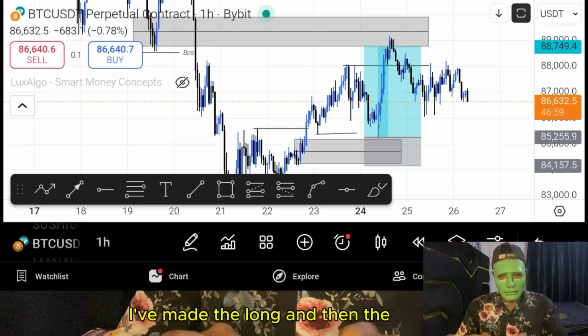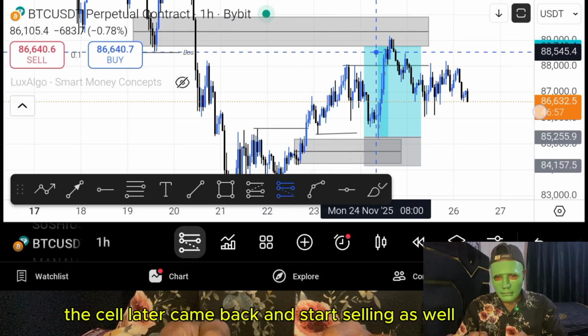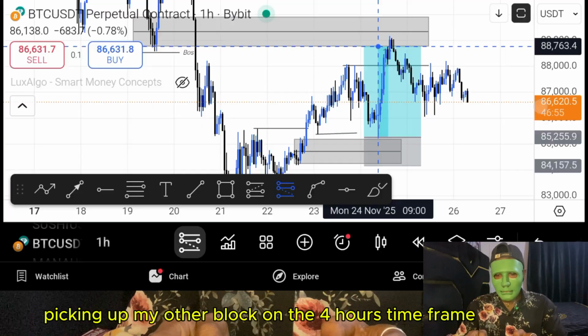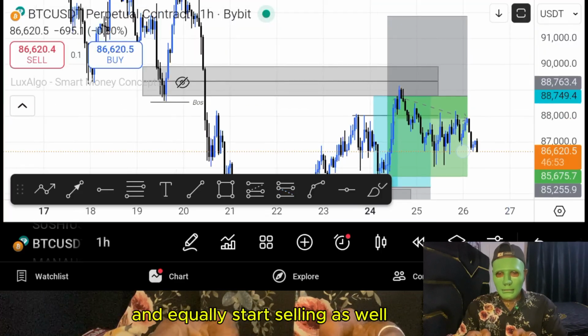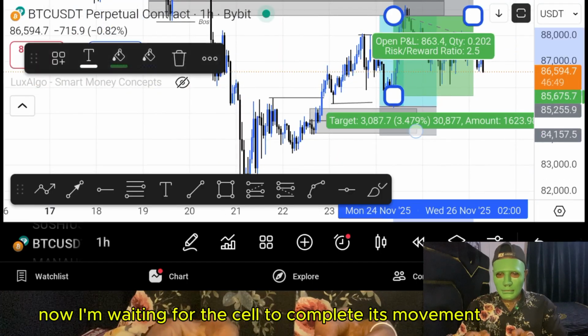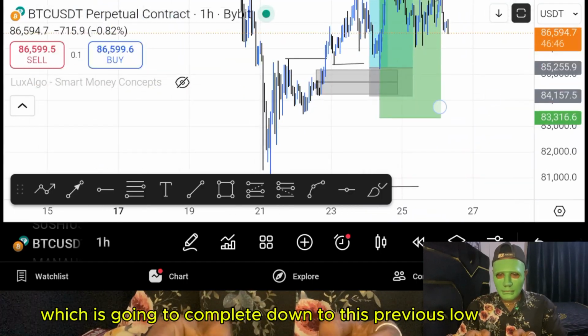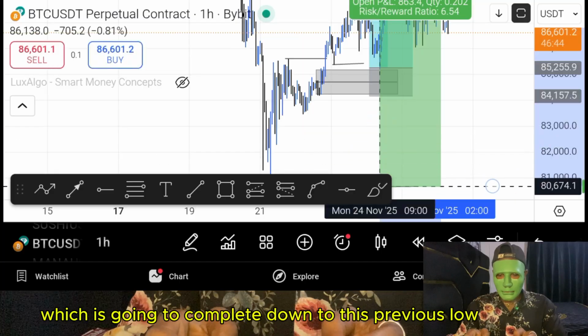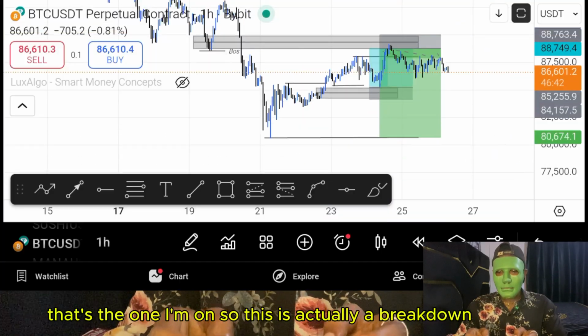I've made the long, and then the sell later came back and started selling as well, picking up my other block on the 4 hour time frame. So now I'm waiting for the sell to complete its movement, which is going to complete down to this previous low here. That's the one I'm on.